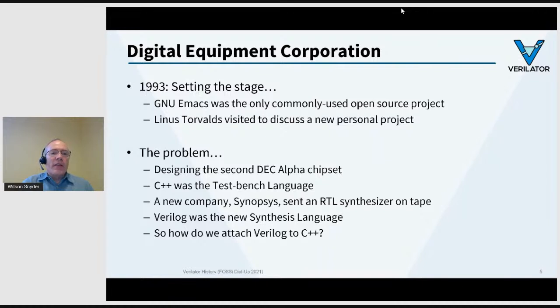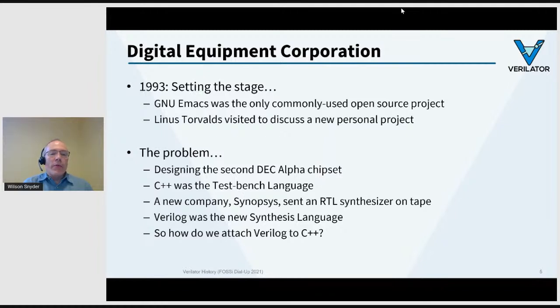Another interesting thing is in '93, I went to a talk by this guy that had this fun home project, which became Linux, so that was Linus. He basically ported some stuff to one of our systems and talked about some things he liked, some things he didn't like. It's kind of an interesting project, and obviously we know what became of that. But what was the problem that sponsored Verilator becoming a program?